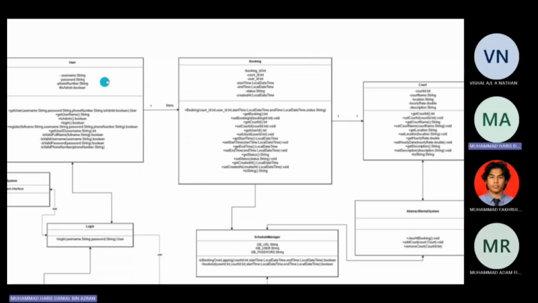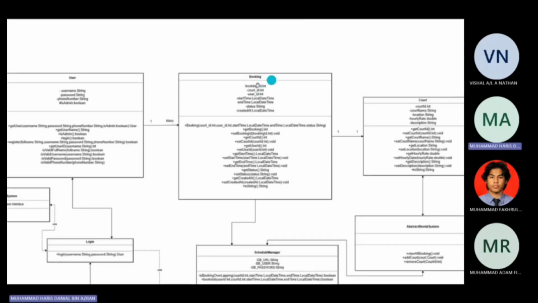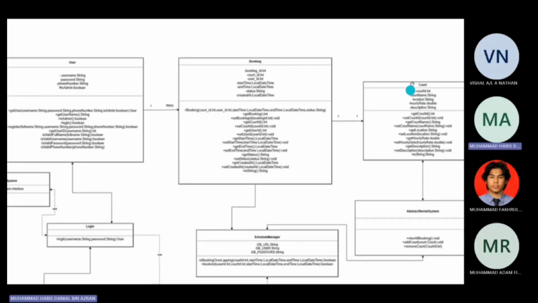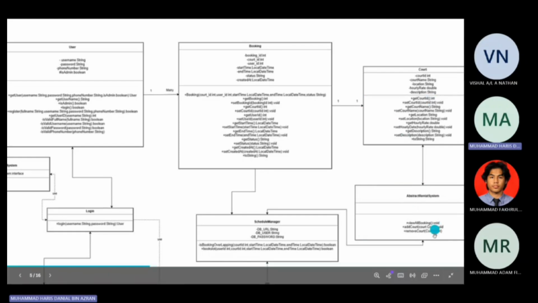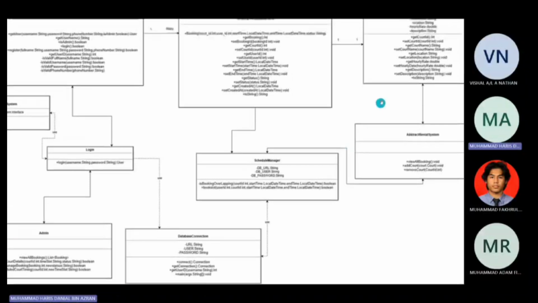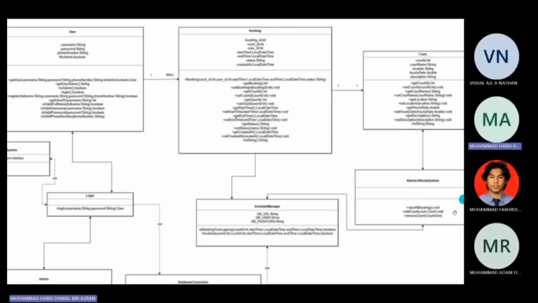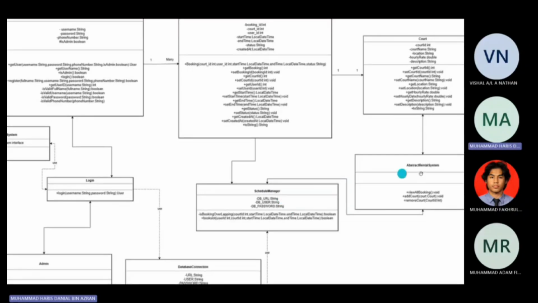As we can see from the UML table, our coding is really connected to each other. The class court inherits data from booking. Then abstract rental system inherits data from court, so that it can view the data that has been inserted in court. After rental system, it can view all bookings because it is connected to schedule manager, and schedule manager is connected to booking. So schedule manager contains the data from booking, so it can fetch the data, and the abstract rental system can also fetch the data from schedule manager that is connected to booking.